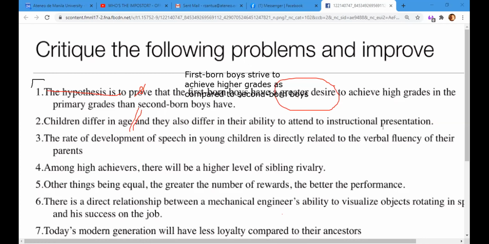Pwede din siya like children in different age groups differ in their ability to attend to instructional presentation. Pwede din siya ganun. Sounds good. Children in different age groups differ in their ability to attend to instructional presentation. Okay. Salamat. Thank you. I sent it to you, Arnold. Okay. Sorry po. Ginagawa kita ng slide. That's cool.